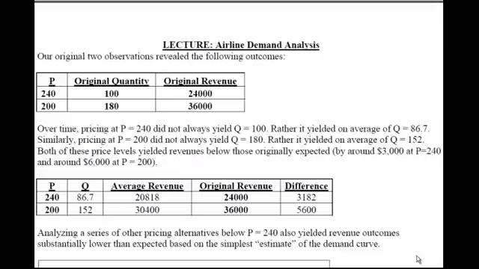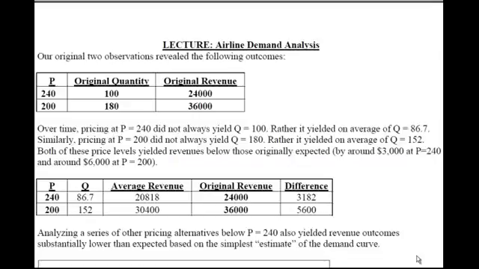At the beginning of the semester, we started with the airline problem. We said that the airline was charging a price of $240 and selling 100 seats. And then on another day, they lowered the price to $200 and they sold 180 seats. We used the data from these two observations and sketched the demand curve, and that demand curve passing through these 2 points gave us a demand equation.